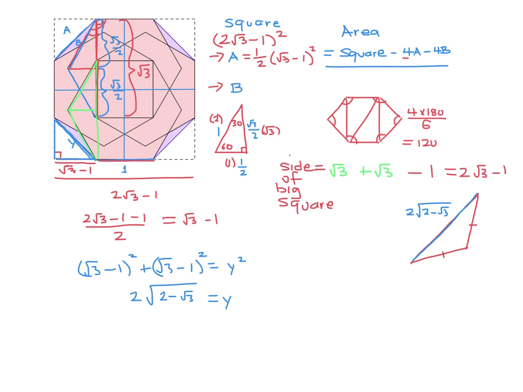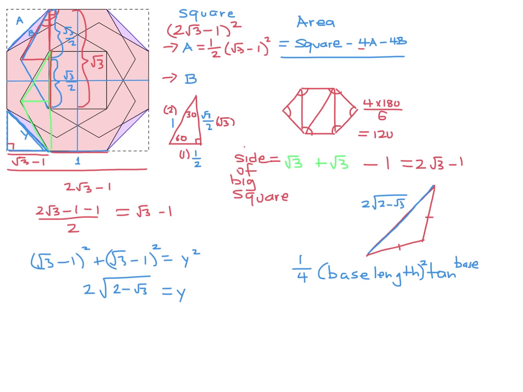This is a lesser known formula for the area of a triangle. You guys are used to a lot of formulas using sine, I think, but there's a tan formula that very few people know. And that is that the area of a triangle is calculated as 1/4 times the base length, all squared, times the tan of the base angle.